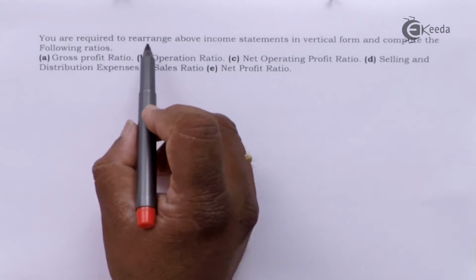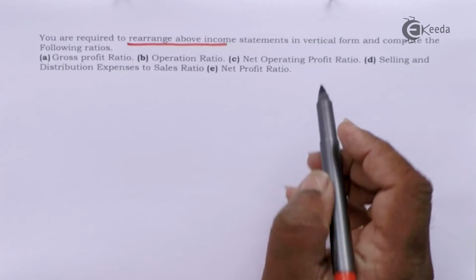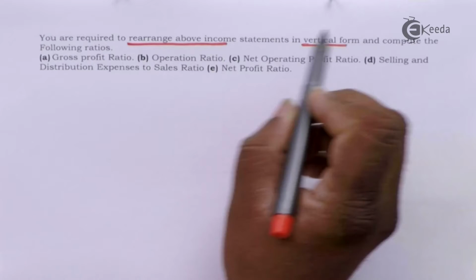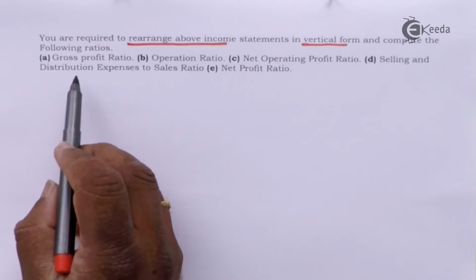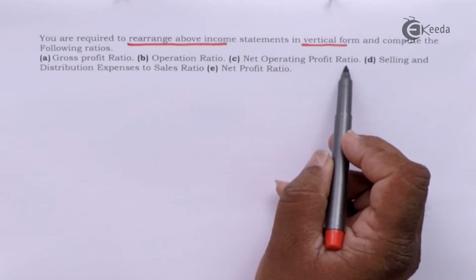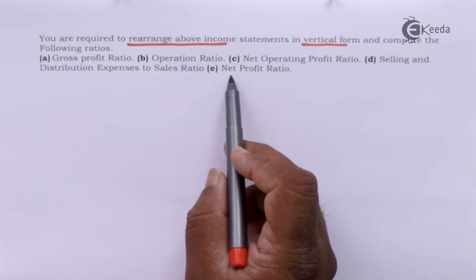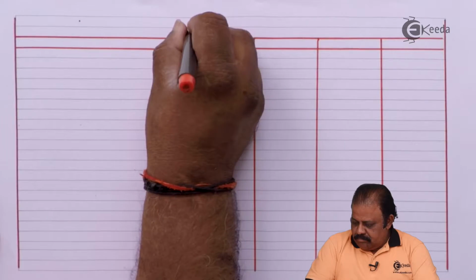You are required to rearrange the above income statement in vertical form and compute the following ratios: gross profit ratio, operating ratio, net operating profit ratio, selling and distribution expense to sales ratio, and net profit ratio.